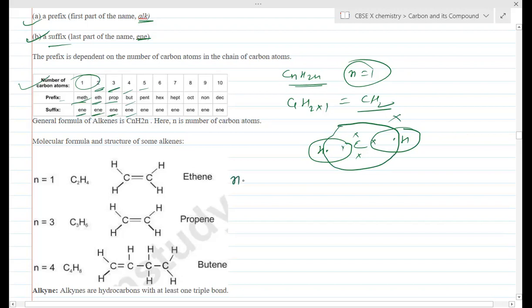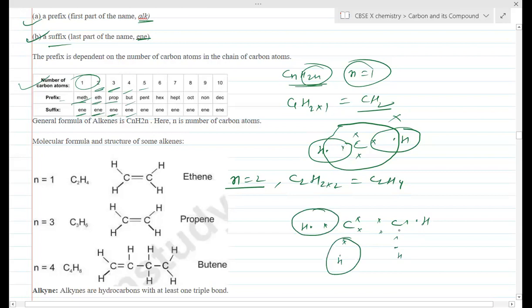Now substitute n equal to 2. We get C2H2n, meaning H2 into 2, that is C2H4. So how can we show the structure and bonding? There are 2 carbons here, 1, 2, 3, 4. Similarly you can write 1, 2, 3, 4. This is the valence electrons of carbon. What about hydrogen? It has one valence electron, so you just write 1 electron here. Hydrogen, to become stable, needs 1 electron.